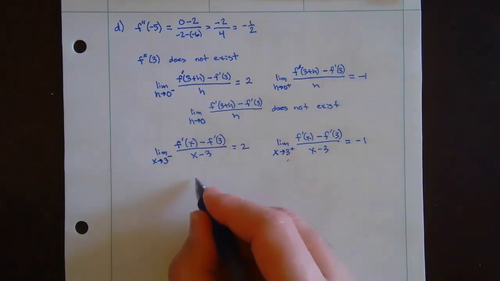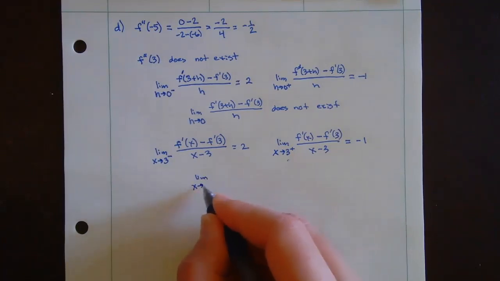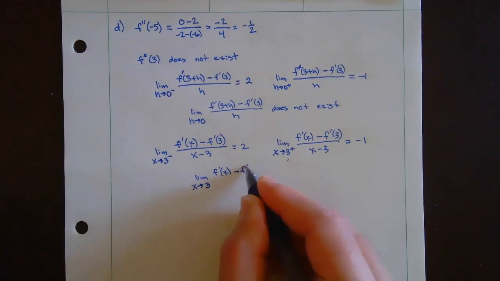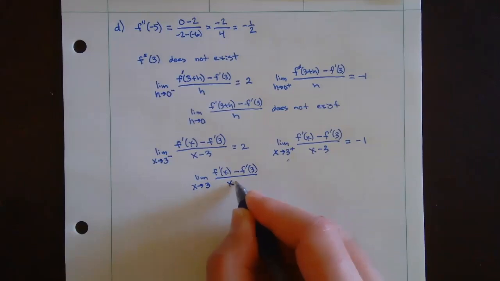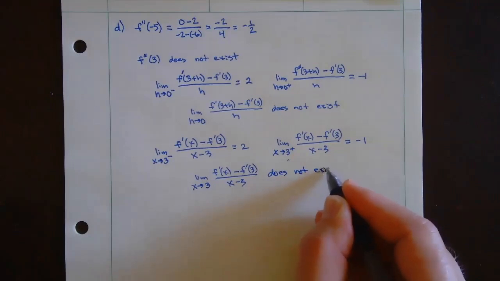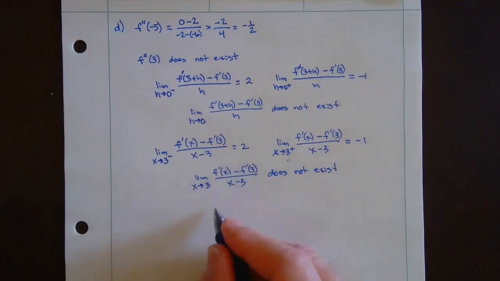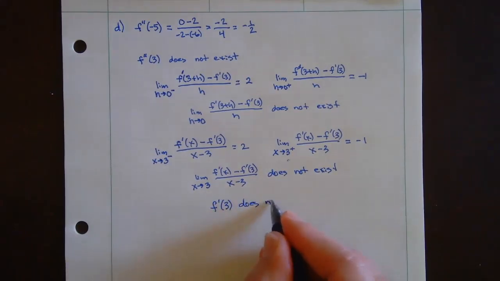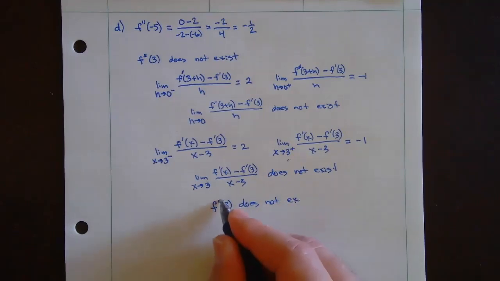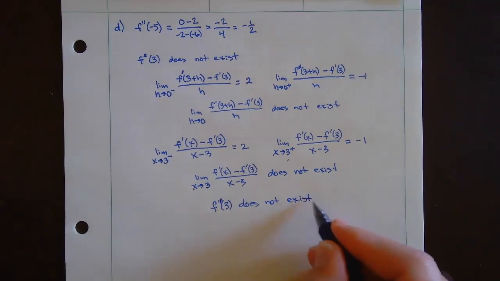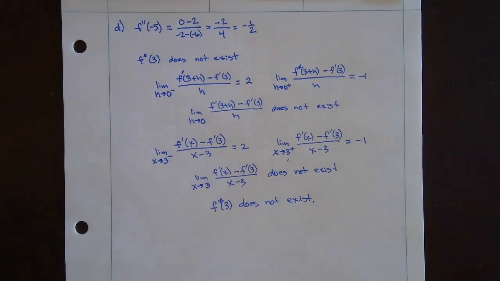And then we would say the limit as x approaches 3 of f prime of x minus f prime of 3 over x minus 3 does not exist. And this is the definition of f double prime of 3. So f double prime of 3 does not exist. Not f prime, f triple prime. f triple prime of 3 does not exist. So this is the formal write-up of why it doesn't exist. And that's D, and we are done for today.